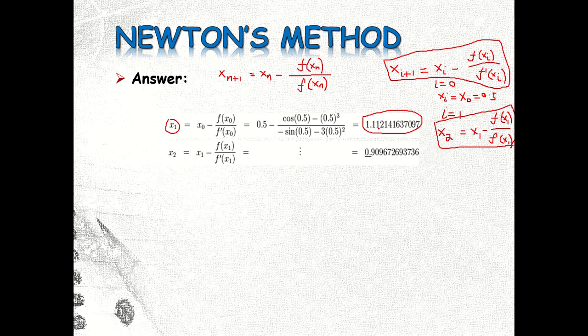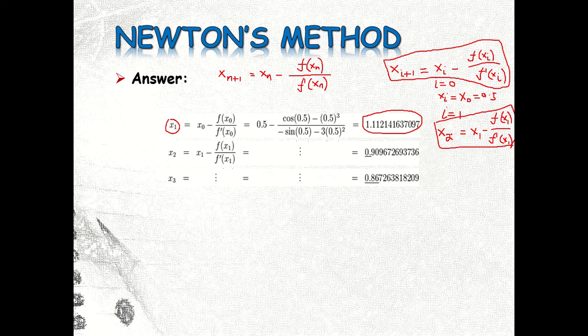So for x sub 2, you have x sub 1 minus f of x sub 1, and then you substitute from the given function. This one is the first derivative of the function. You substitute it, but this time you use another value. Instead of 0.5, you need to use this. Then you get x sub 2. After that, to solve for x sub 3, you just repeat the same process.